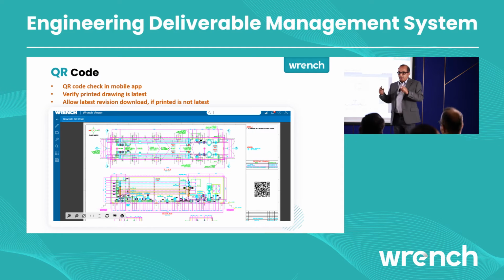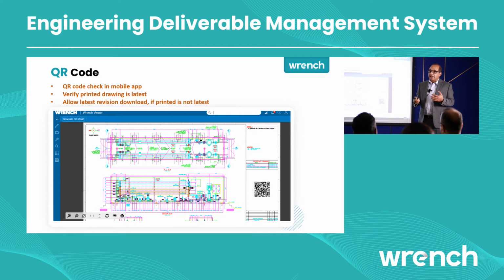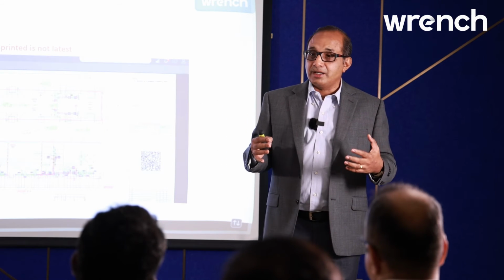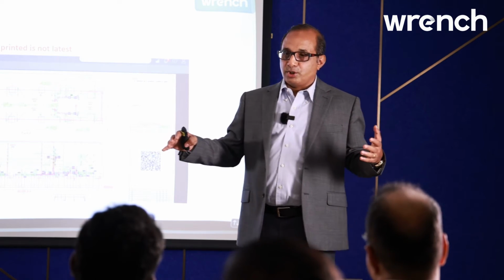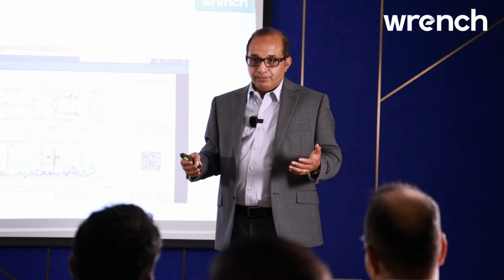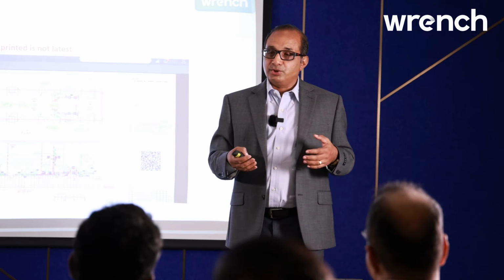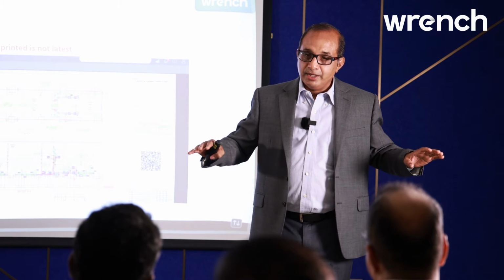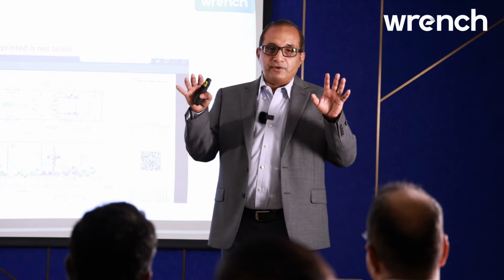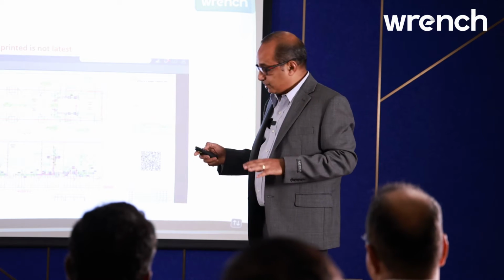But what we have done is put a QR code on every drawing that is printed. We give you a mobile app, the Wrench mobile app, which you can download on an iPhone or Android phone. You can scan this QR code with the mobile, and it will immediately tell you, by verifying with the server, whether this particular printed drawing is the latest or not. The other advantage is that this can also work in an offline mode, which means that if you are in a remote location or a place with no connectivity, you can still check this offline and make sure that nobody ever uses an older drawing. Any possibility of using an older drawing for construction can be completely avoided by using this functionality.